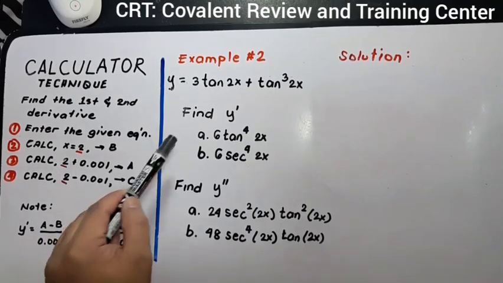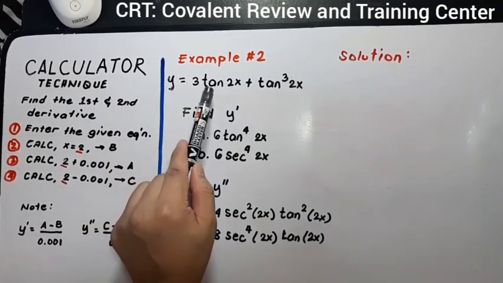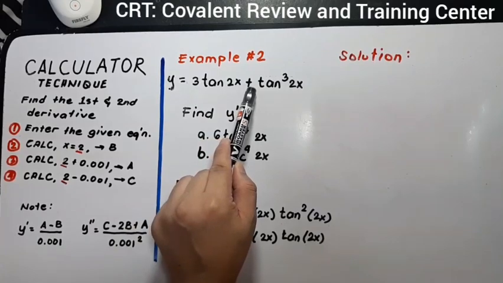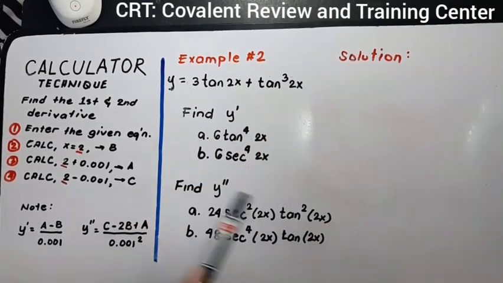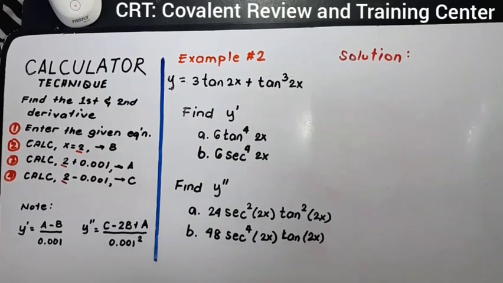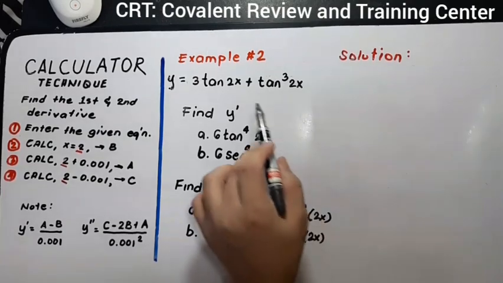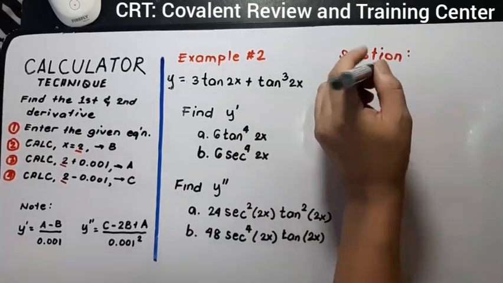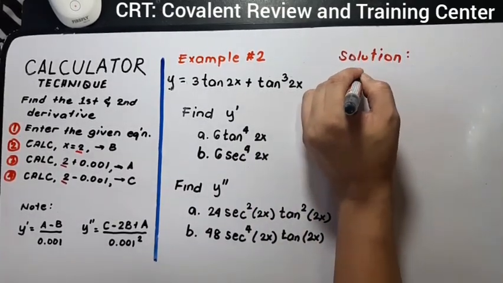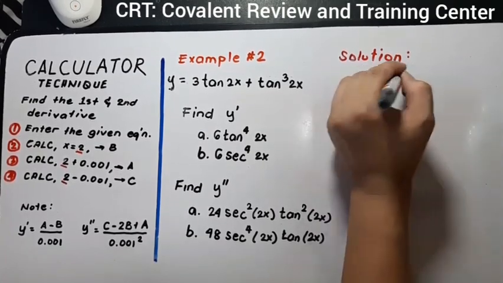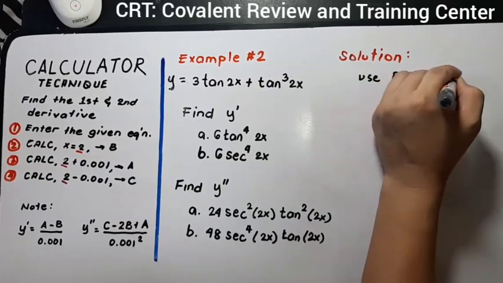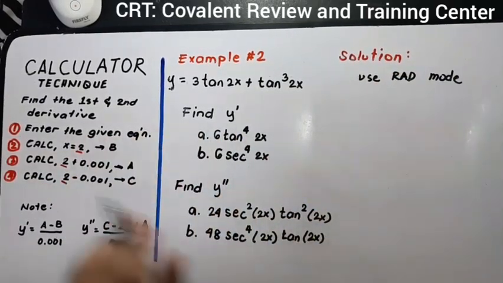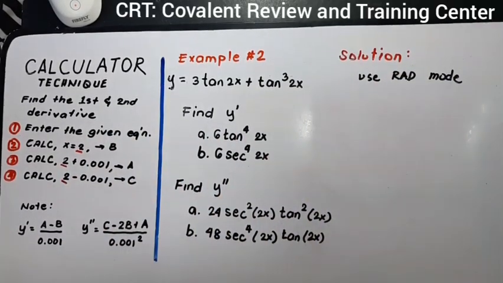Okay, another example. y equals 3 tangent 2x plus tangent cube 2x. Find the first derivative and find the second derivative. So this is our solution. In dealing with trigonometric functions, don't forget to use radian mode. So set your calculator to radian mode.